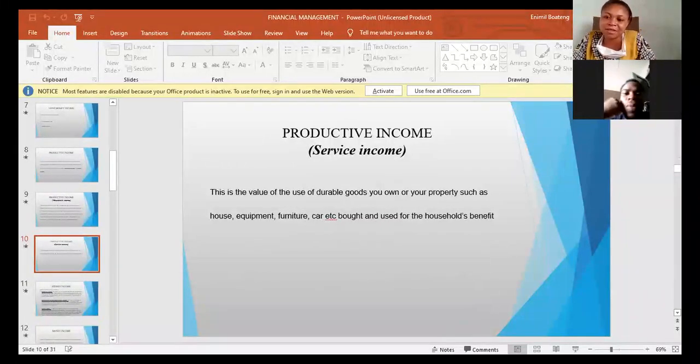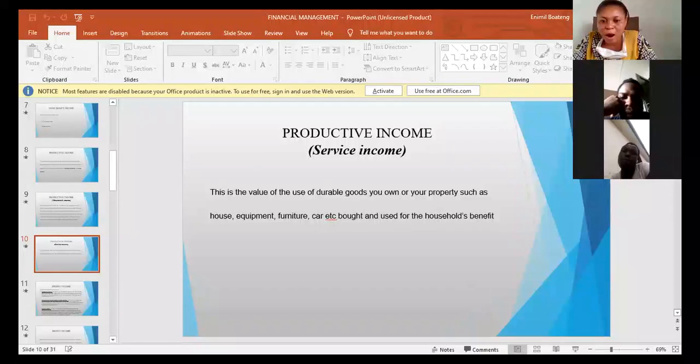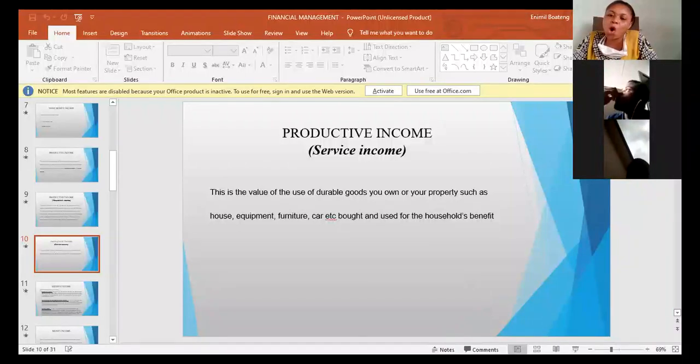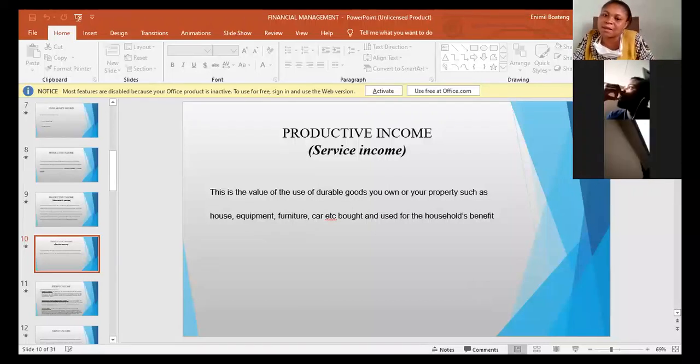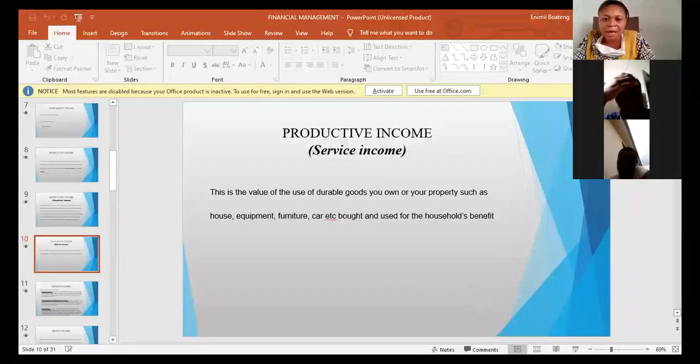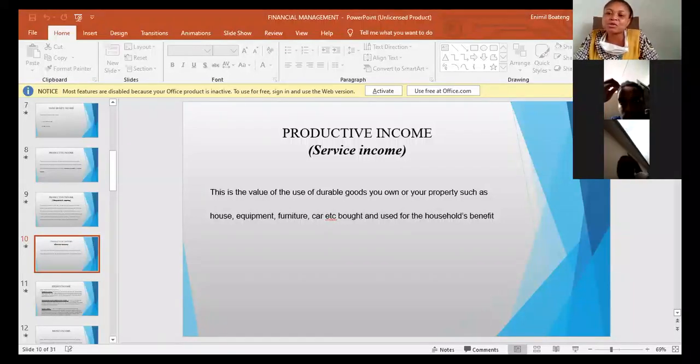The next one is service income. The service income too is the value of the use of durable goods you own or your property, such as house, equipment, furniture. So for instance, if you have your own house, you don't need to rent and pay for it. So that becomes a service income. And this falls under productive income. Again, you have equipment at home which you use to satisfy needs of family members so that you don't need to go out for somebody to render that service, then you pay. That one too is a form of service income.